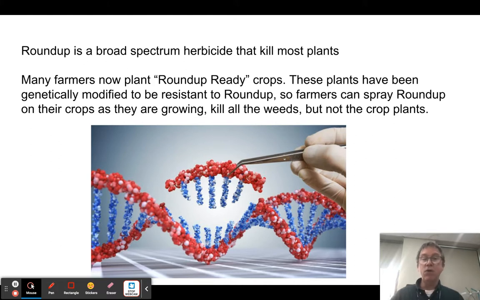And so the idea is if you buy a seed from Monsanto for your corn, you plant this Roundup Ready corn, it grows, and now it's already up out of the ground, right? And here come the weeds. Guess what?